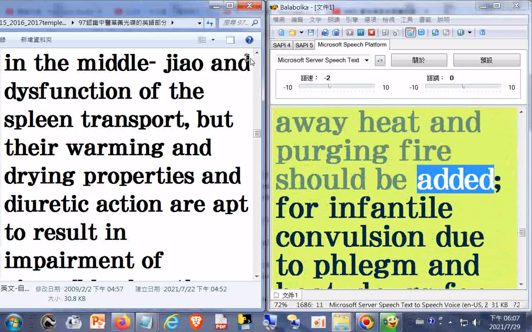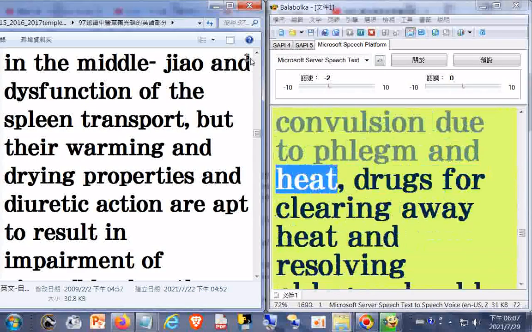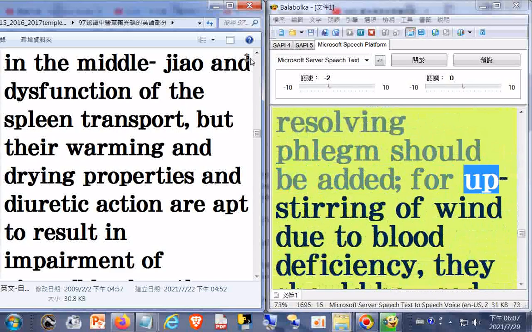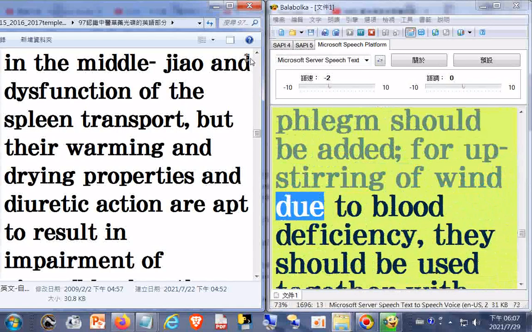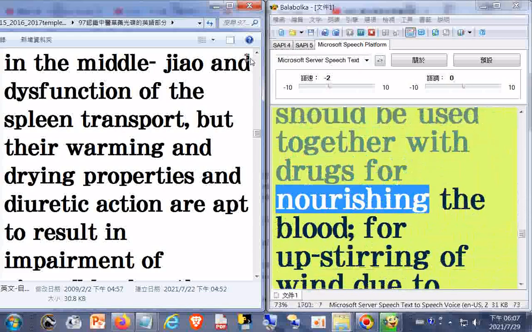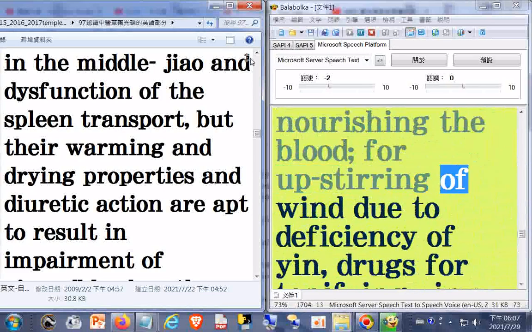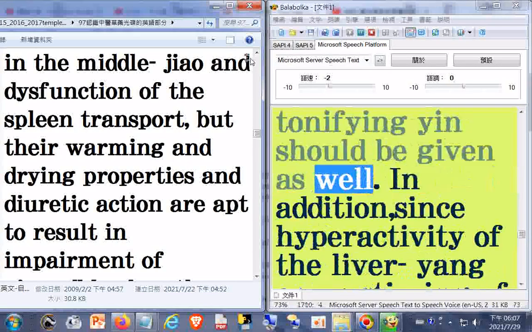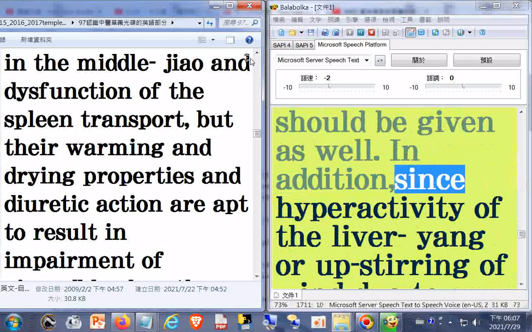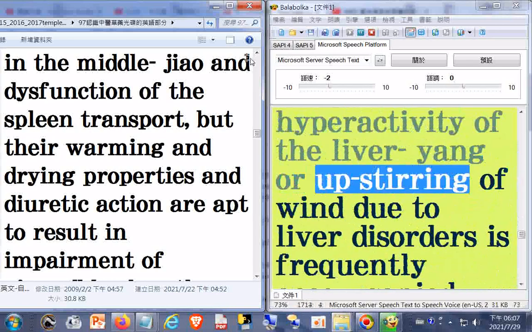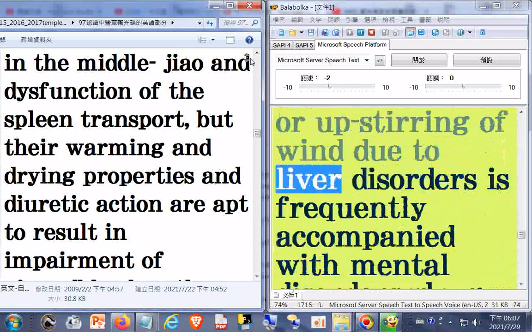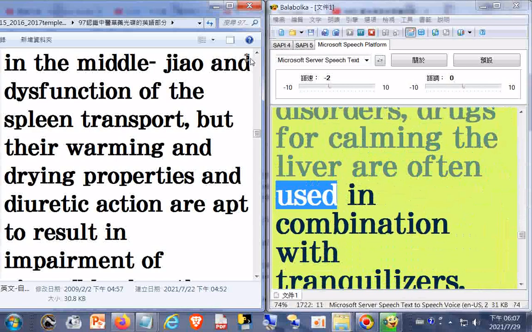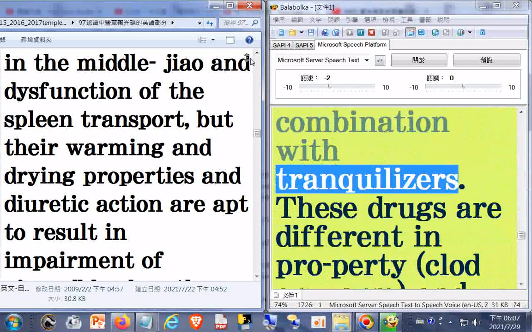should be added. For infantile convulsion due to phlegm and heat, drugs for clearing away heat and resolving phlegm should be added. For upstirring of wind due to blood deficiency, they should be used together with drugs for nourishing the blood. For upstirring of wind due to deficiency of yin, drugs for tonifying yin should be given as well. In addition, since hyperactivity of the liver yang or upstirring of wind due to liver disorders is frequently accompanied with mental disorders, drugs for calming the liver are often used in combination with tranquilizers.